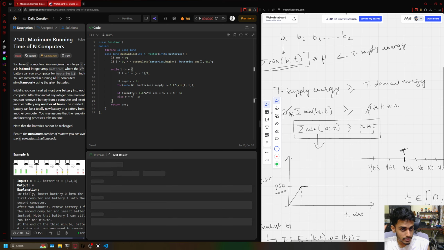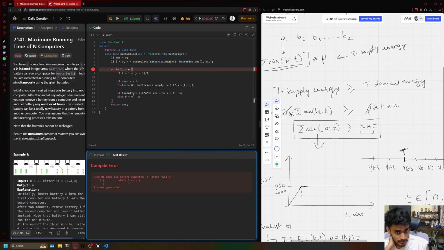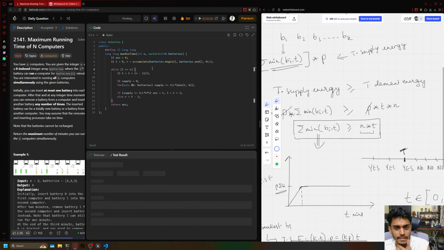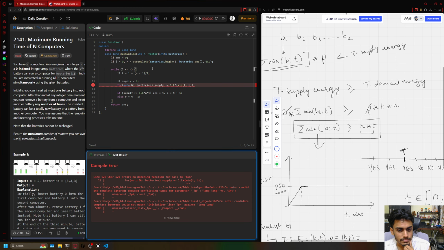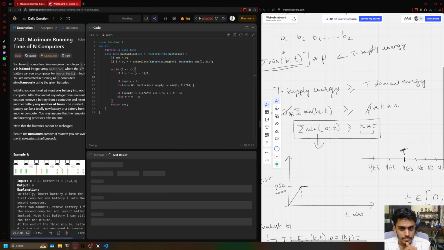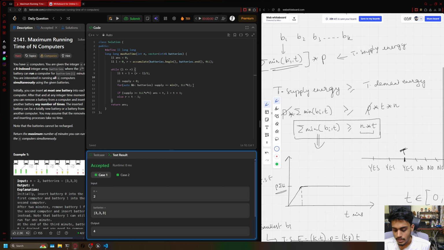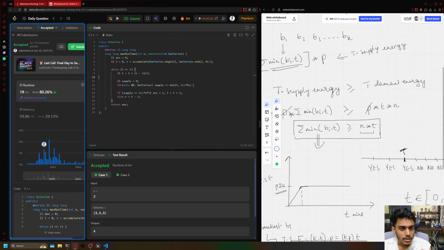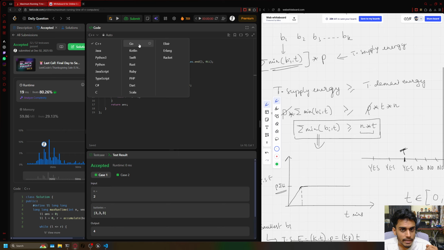So let's check with all the test cases. We got an error, so let's fix it and run it again. So what is happening? t is long, b is not long, so let's change it here. This should work now. All test cases passed. Let's submit. Cool, successfully accepted. Now let's do it for Golang.